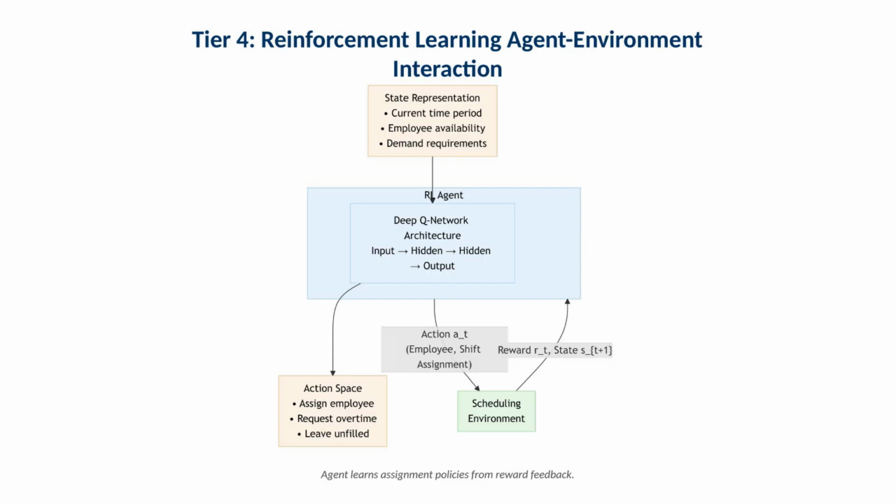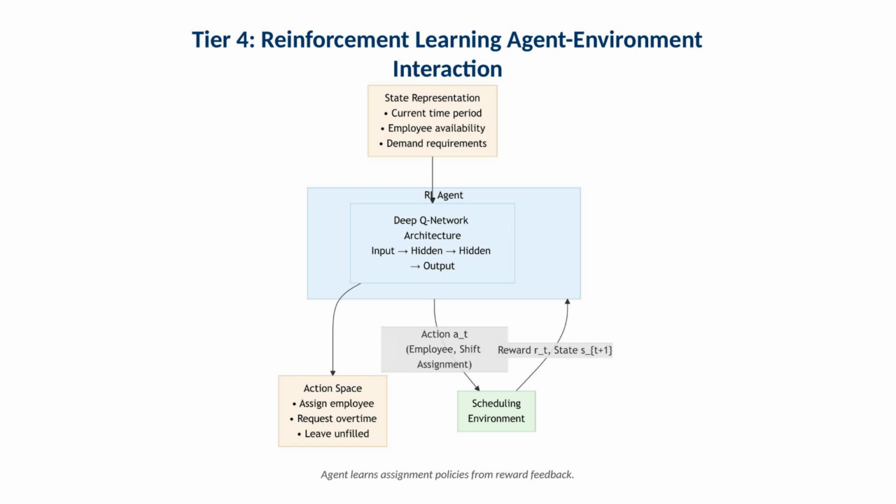This slide shows the learning loop. The agent observes a state, chooses an action, the environment updates the schedule and constraints, and returns a reward. Over repeated episodes, the agent learns which sequences of assignments lead to high long-term reward.